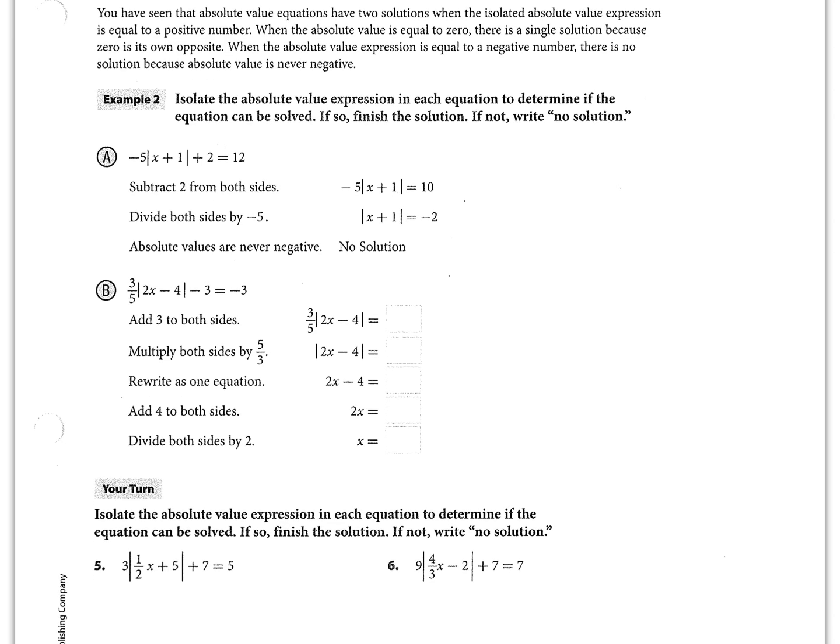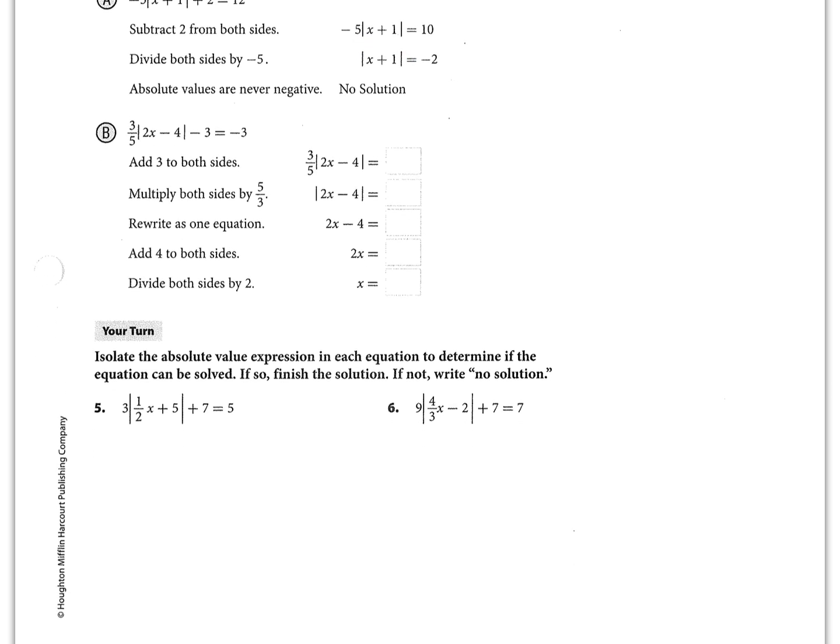So they started here by subtracting 2 from both sides, so 12 minus 2 is 10. Then they divided by negative 5. 10 divided by negative 5 is negative 2. But if we plugged any value in for x, we would always get a positive number out of this function because it's absolute value, so it cannot be equal to negative 2. Therefore, it has no solution.